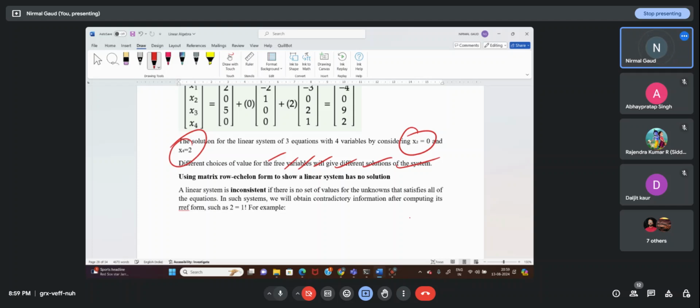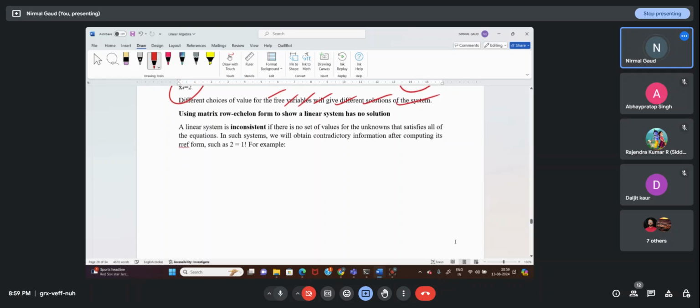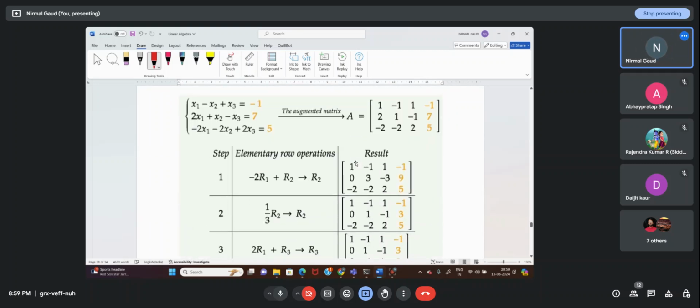What else? A system of linear equations may also have inconsistent solutions. What is inconsistent? That means we don't have any unknowns that satisfy all the equations. Can you give an example? Let us suppose this is your system of equations and this is the augmented matrix.